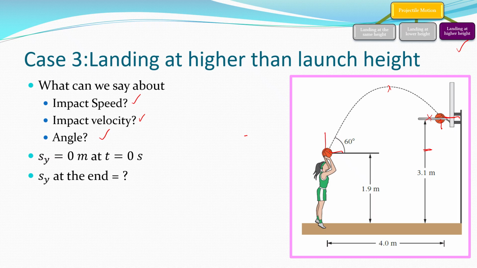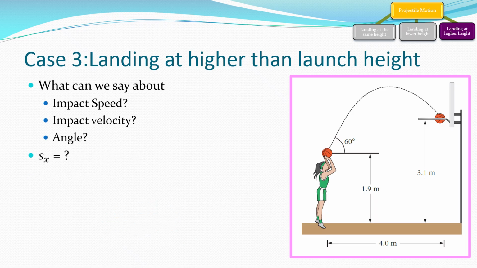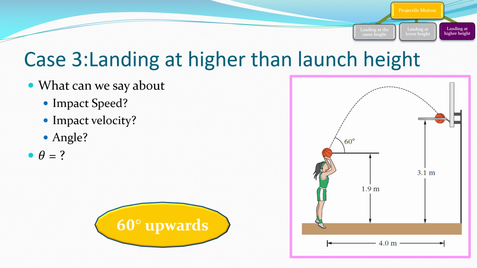So, displacement in the y direction, we say that that's 0 at time 0. So this is our 0 point here, as far as displacement goes. So at the end, well, that's the difference between these two heights here, is what my displacement is going to be in y. That's my final displacement in y, plus 1.2 meters, plus being up, remember? Right. The displacement in x, well, that's pretty straightforward because it's listed in the diagram there. That's how far away you're standing from the hoop. Angle, well, again, we've shown in the little diagram there, 60 degrees upwards. Gravity, gravity never changes.